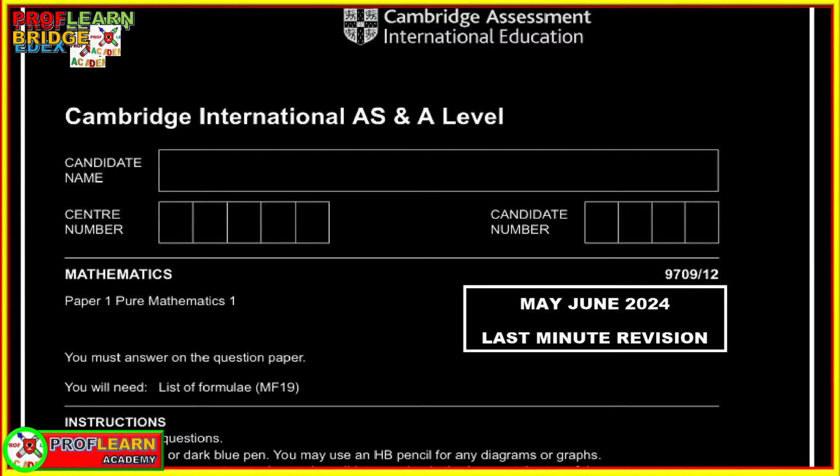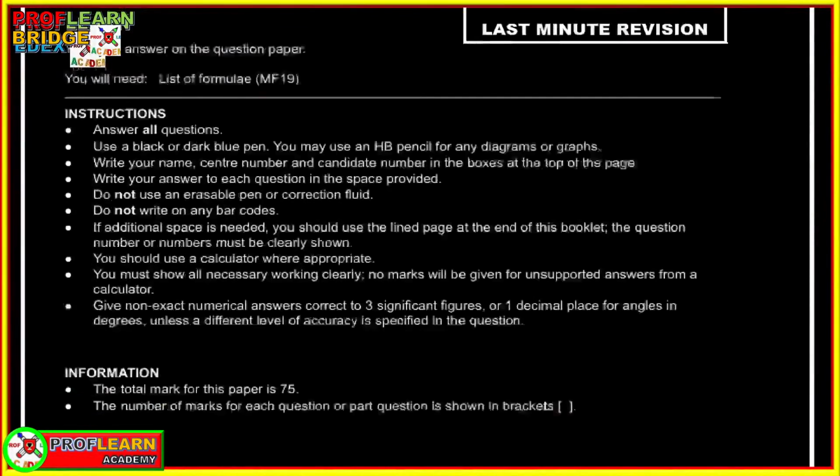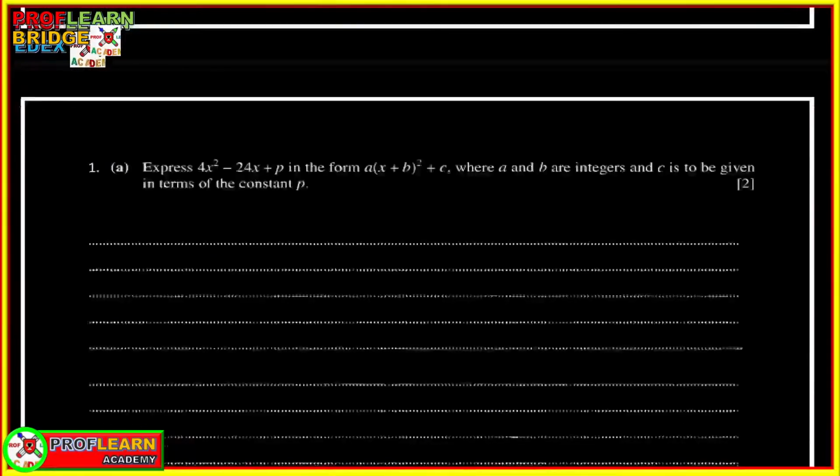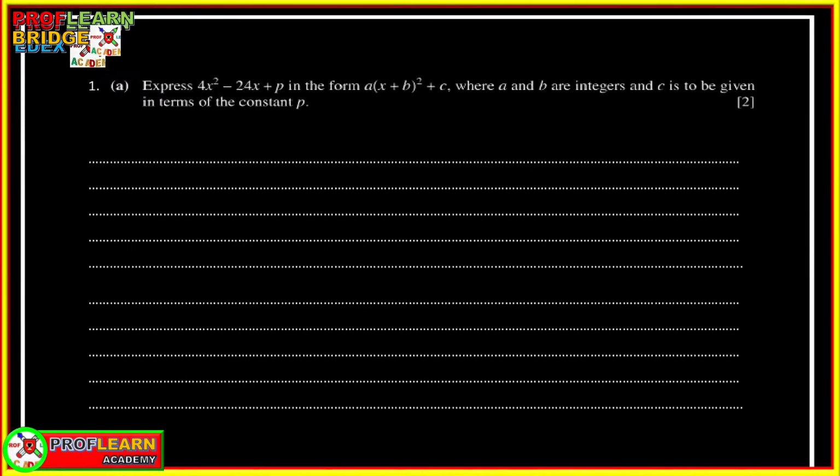The first topic here is coming from discriminant, and I believe you've done such a topic before. You may be given a question that looks like this, whereby you are told to express 4x squared minus 24x plus p in the form a(x plus b) squared plus c, where a, b and c are integers, and c is to be given in terms of the constant p.